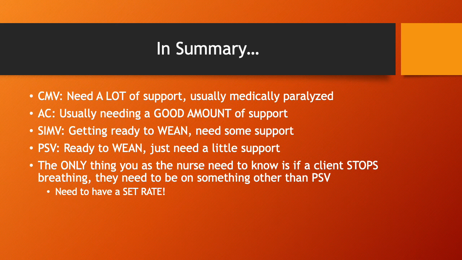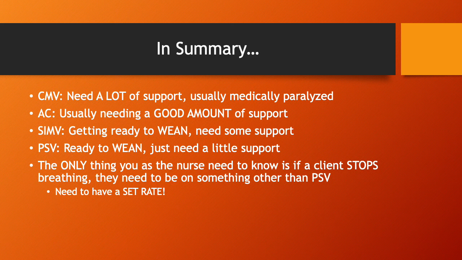So in summary, let's break down these modes again. Effectively, CMV, this is a patient that needs a lot of support, usually medically paralyzed. Then there's AC, which is usually a patient who needs a good amount of support. We're going to be controlling not only their rate, but we're going to be controlling the volume they get for every single breath they take.